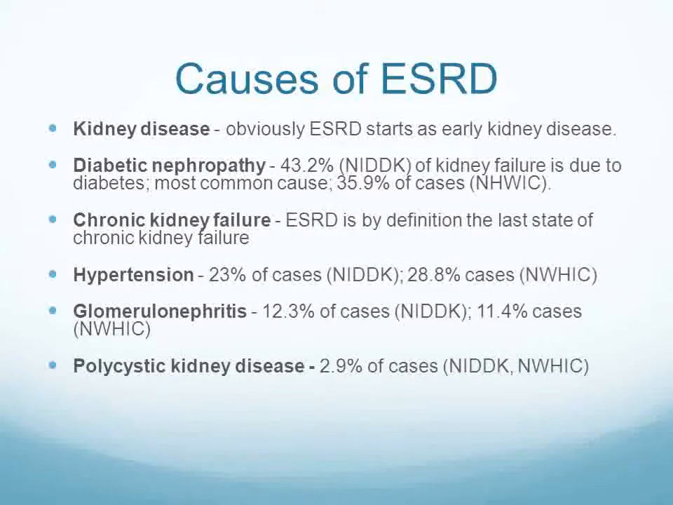Some of the major causes of end-stage renal disease would be kidney disease, which starts as early kidney disease, very commonly diabetic nephropathy, chronic kidney failure, hypertension, glomerular nephritis, and polycystic kidney disease.